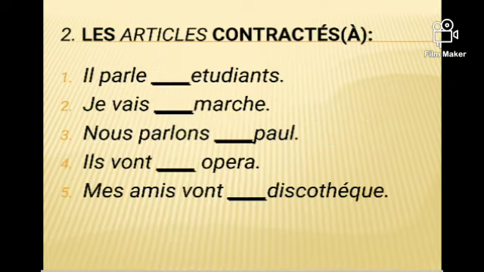Les articles contractés. Fill in the correct article contracté. Il parle étudiant. Je vais marché. Nous parlons Paul. Ils vont opéra. Mes amis vont discothèque.